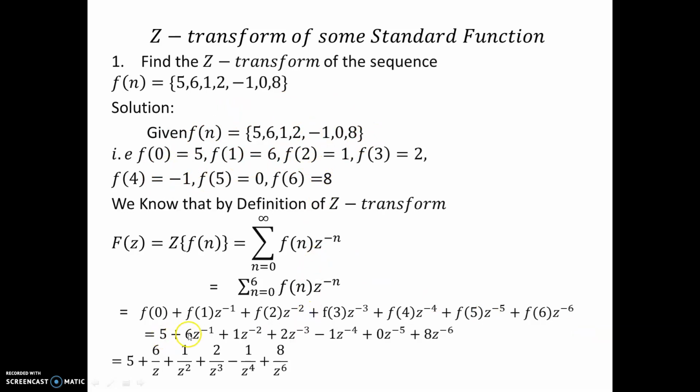We get 5 plus 6 z power minus 1 plus f of 2 is 1, 1 into z power minus 2 plus f of 3 is 2, so 2 into z power minus 3, etc. f of 6 is 8, so 8 into z power minus 6. Simplify, we get 5 plus 6, z power minus 1 can be written as 1 by z, so 6 by z plus 1 by z squared plus 2 by z cube plus etc. 8 by z power 6. Therefore, z transform of this sequence is 5 plus 6 by z plus 1 by z squared plus 2 by z cube minus 1 by z power 4 plus 8 by z power 6.